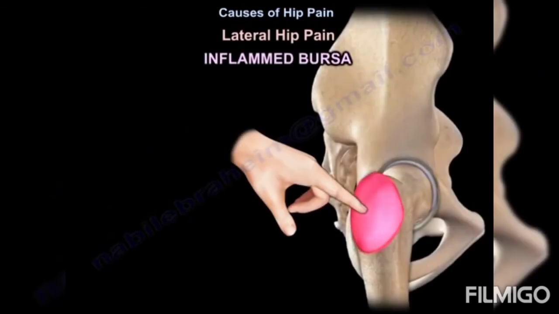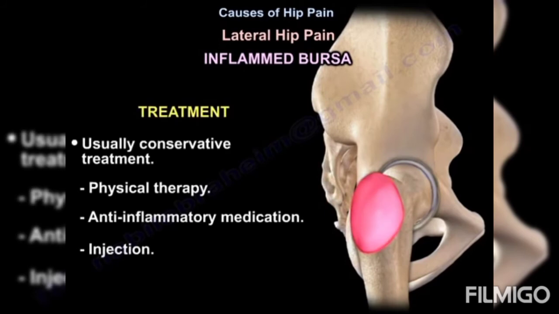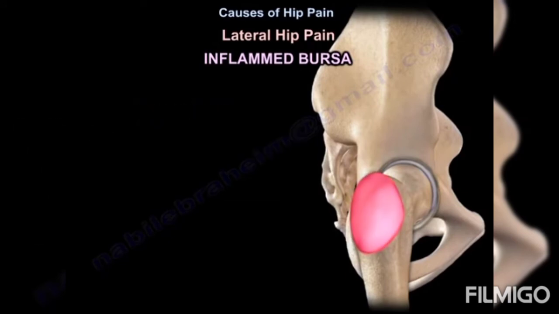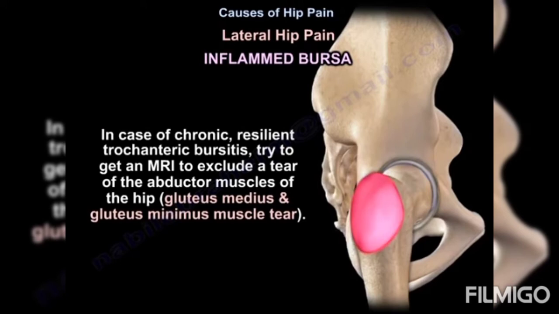Lateral hip pain is usually due to inflamed bursa. The treatment is usually conservative with physiotherapy, anti-inflammatory medications, and injections. Surgical treatment by excision of the bursa is rarely done. In case of chronic, resilient trochanteric bursitis, try to get an MRI to exclude a tear of the abductor muscles of the hip, the gluteus medius and gluteus minimus muscle tear.